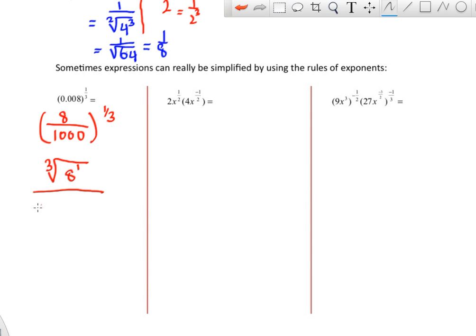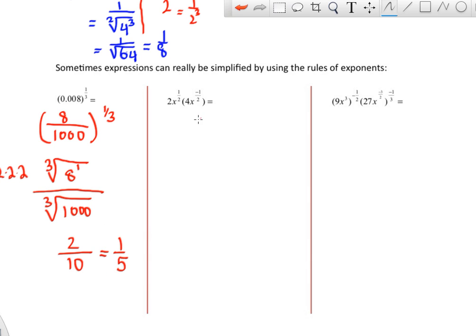So I'm not going to rewrite the 1 over here. The bottom, you also need to do it. So what's the third root of 1,000? Well, in this case, both of those exist. The third root of 8 is 2, again, because 2 times 2 times 2 is 8. And the third root of 1,000 is 10. And then that simplifies one more time to 1 over 5.